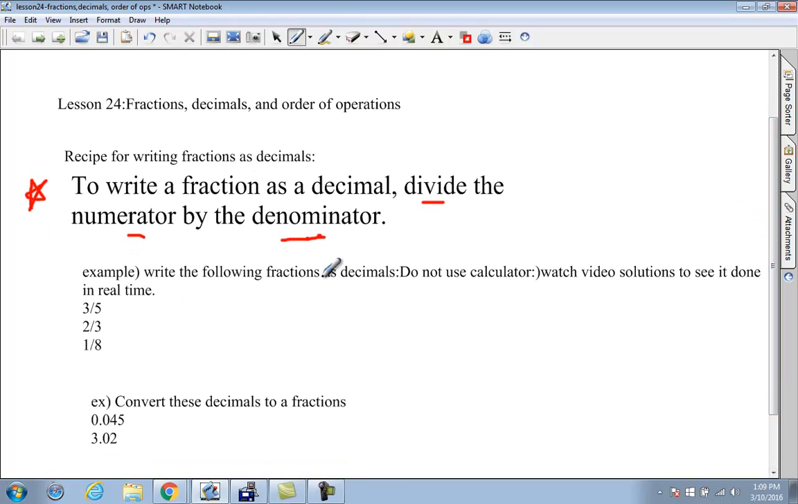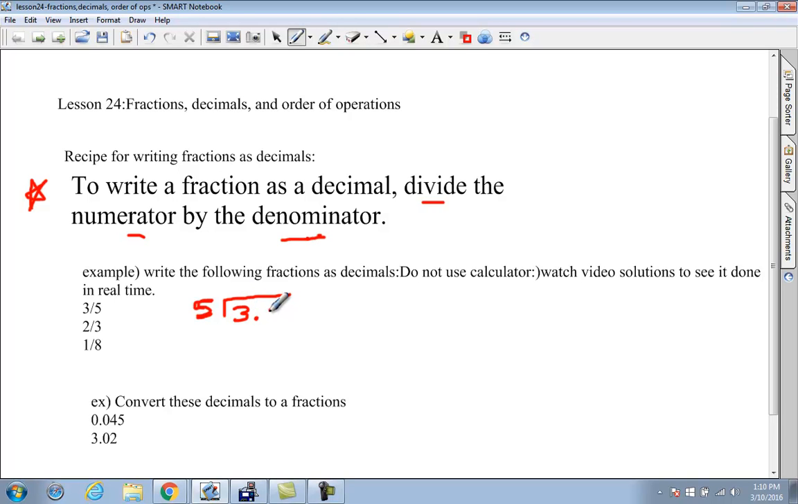Write the following fractions as decimals. Do not use a calculator. Okay, let's grab the first one here, 3/5. Well, the recipe says to divide the denominator into the numerator. So I have to take 5 into 3.0. 3 means 3.0, right?